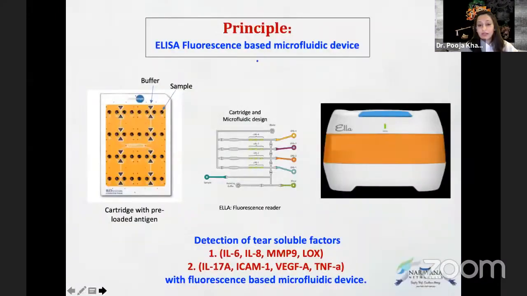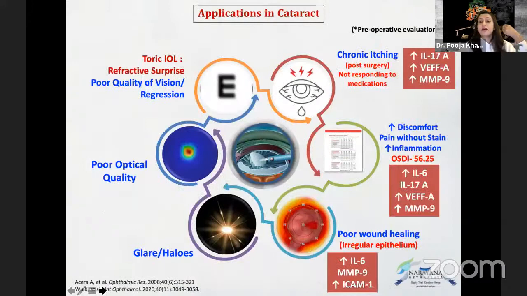Now, a lot of times, and this is just an ELISA based kit, it's just like your glucometer kit where you can measure the tear markers in your clinic. You don't need to go to a lab. But you can just have a Schirmer strip in your kit and measure the tear markers. Why would you need it? As I said, it's just like your glucometer kit.